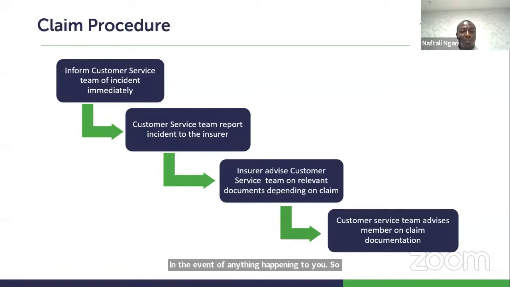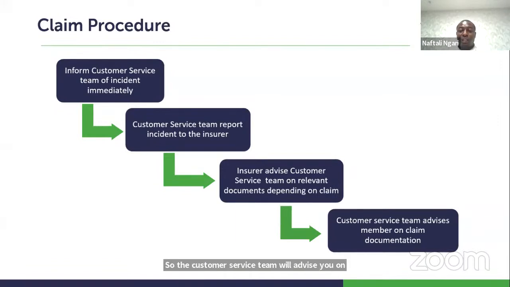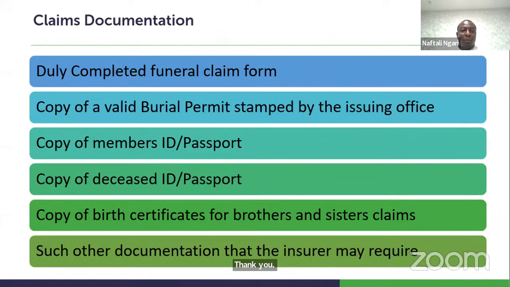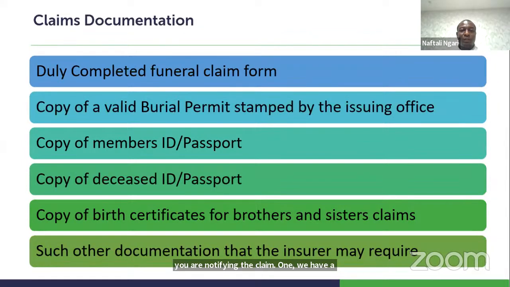So as soon as reasonably possible, inform the customer service team, who will also inform the insurer and Zamara, and then the insurer will advise the customer service team on any relevant documents that relate to that particular claim. So the customer service team will advise you on any additional documentation, and will also tell you why additional documentation is required if it is over and above standard documents that we request. All right, so the documents that you need to submit while you're notifying the claim. One, we have a completed funeral claim form.